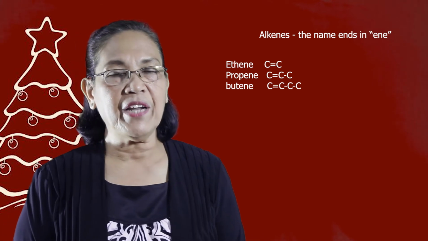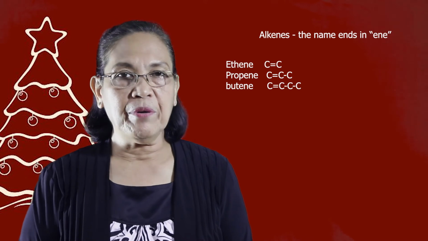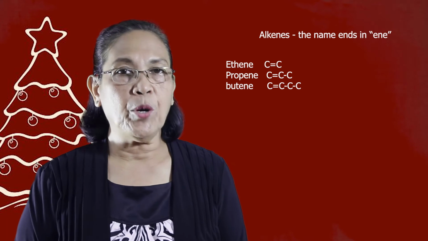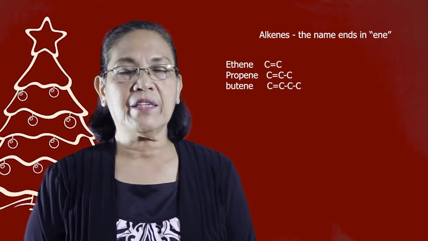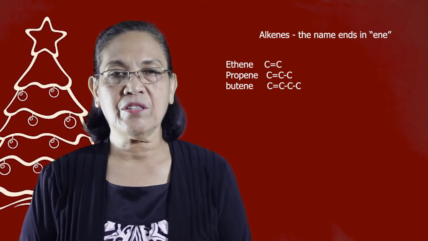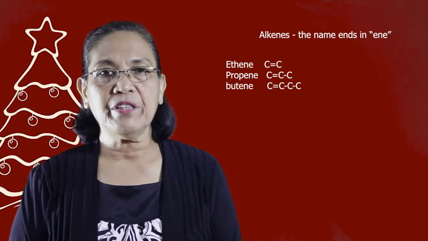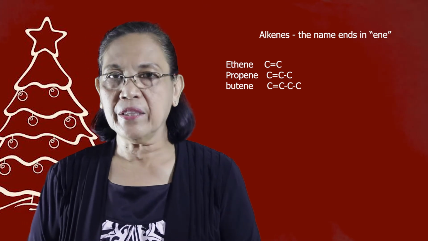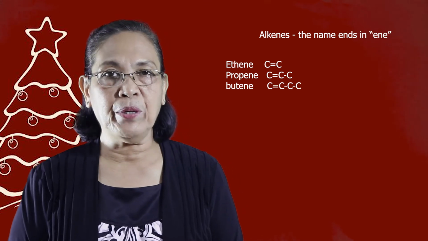If there are 3 carbon atoms in which the double bond occurs between carbon 1 and carbon 2, then it is called propene. If there are 4 carbon atoms and the double bond occurs between the first carbon atom and the second carbon atom, it is called butene. However, if you transfer the double bond between the second carbon atom and the third carbon atom, this is now what we call symmetrical butene.